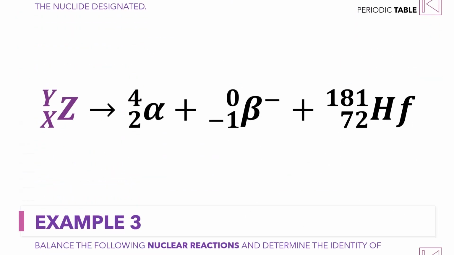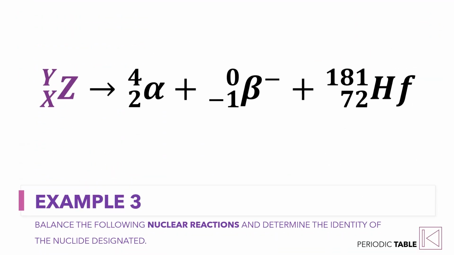Okay, next. Example number 3. This one is reversed. What we are looking for here is the parent. We were given the daughters. Our daughters are alpha, beta minus, and hafnium 181. So what we will do is solve for the y and x of our parent nuclide. So let's solve. This y is 4 plus 0 plus 181. Pretty much you just add, it's very easy. So that's y, giving you 185.